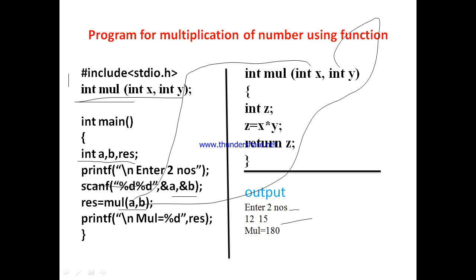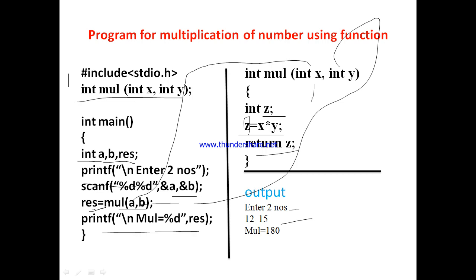So int z. Here z = x * y. The result is stored in the variable z, and this z result is returned. So the program again comes to the place where the function is called. The function is called here, so the result is stored in the variable res, and this res result is printed here.